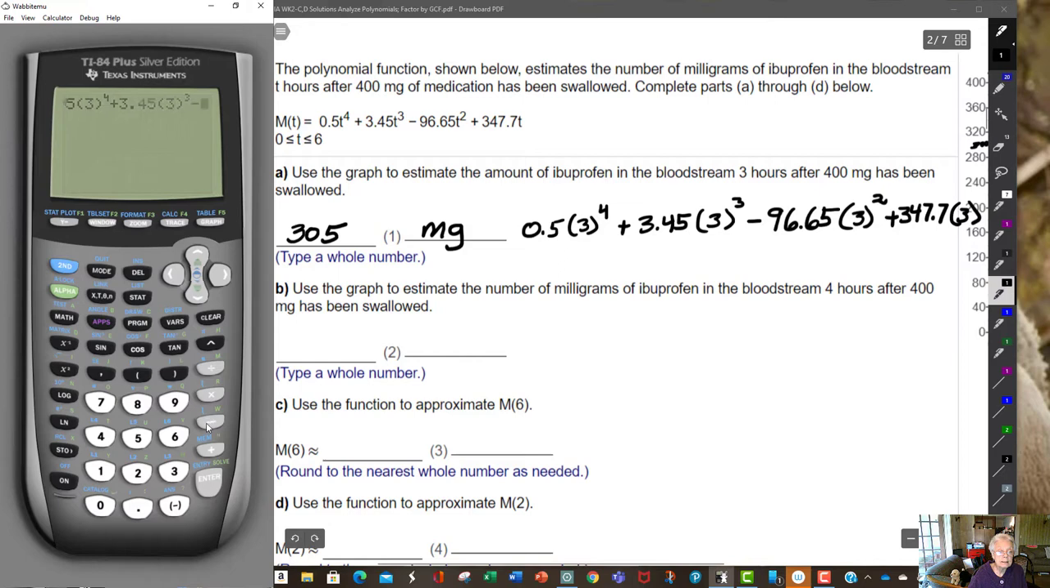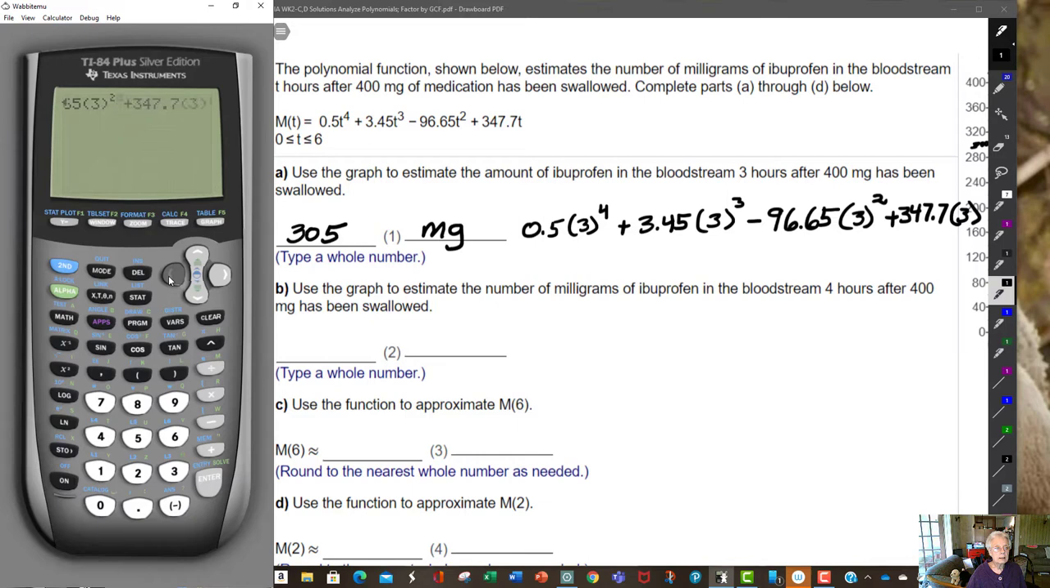Now minus 96.65 parentheses 3 parentheses closed. Now, I don't have to hit the caret key when I raise something to the 2nd power. All I have to do is hit the x squared key. Then plus 347.7 times t, but t is 3. So parentheses 3, parentheses closed.